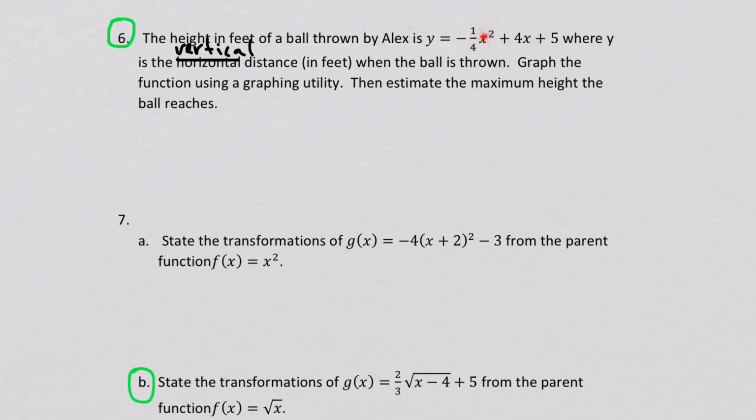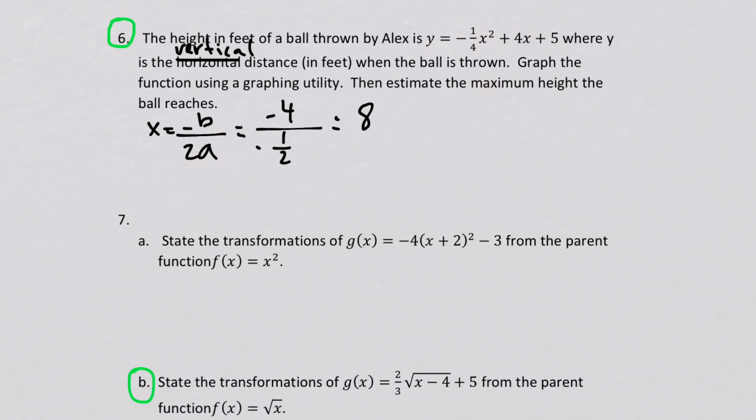What's the vertex of this parabola? And I know this is a parabola because it says x squared. So we're going to find the vertex using x equals negative b over 2a, which is the way we find the vertex every single time. In this case, b is 4, so it's negative 4 over 2 times negative 1/4. 2 times negative 1/4 is negative 1/2, and then negative 4 divided by negative 1/2 is going to be positive 8.